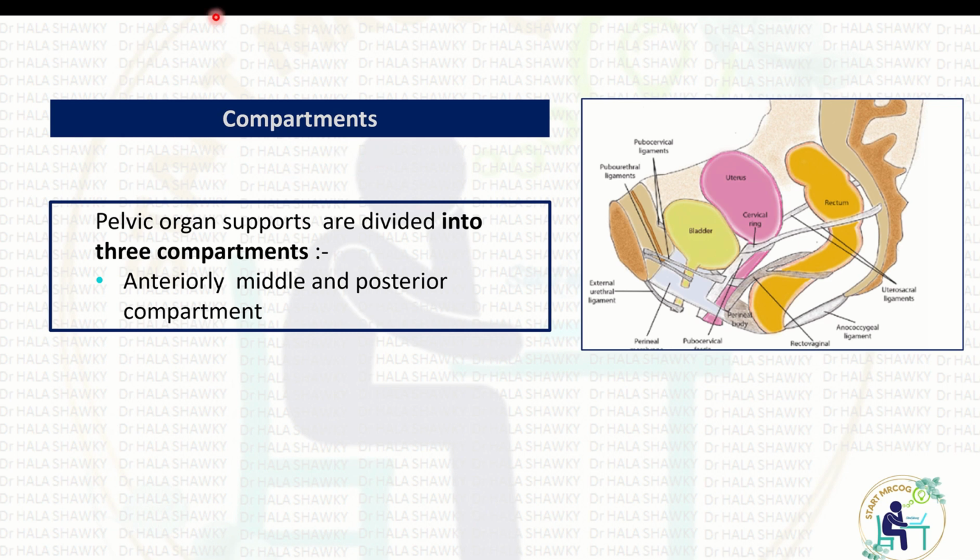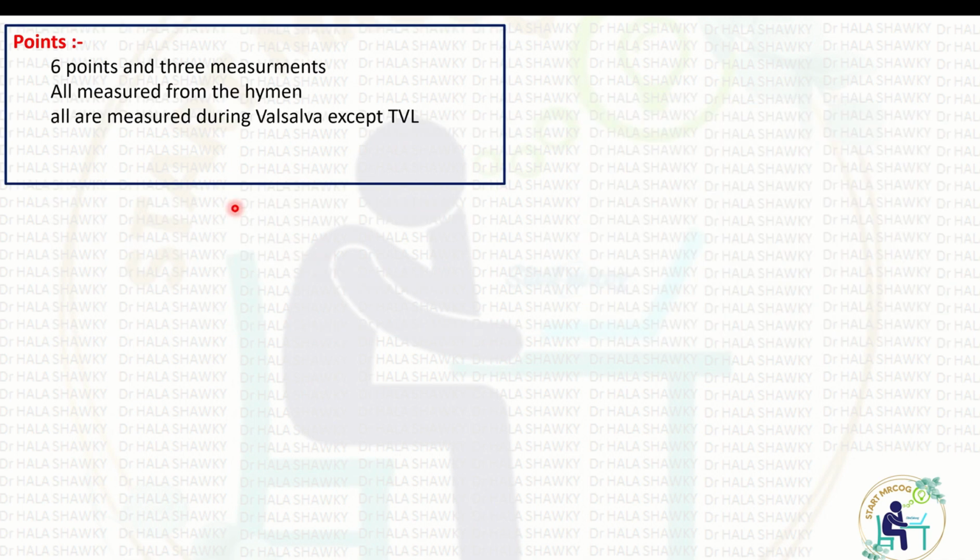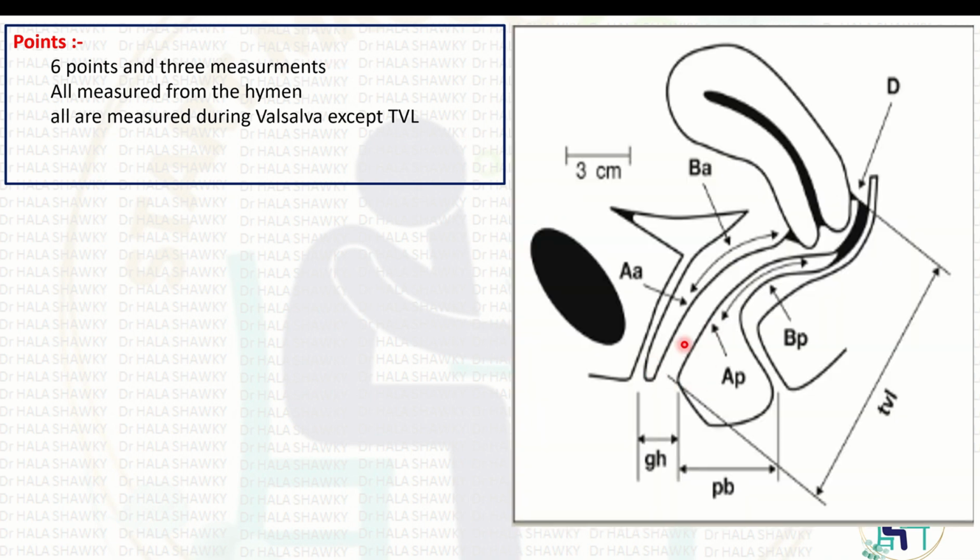We will start by explaining the compartments. The pelvic organ supports are divided into 3 compartments: anterior, middle, and posterior compartment. Then we proceed to explain the points. We have 6 points and 3 measurements. All are measured from the hymen. So the hymen is the reference point, and all are measured during the Valsalva maneuver except the total vaginal length.